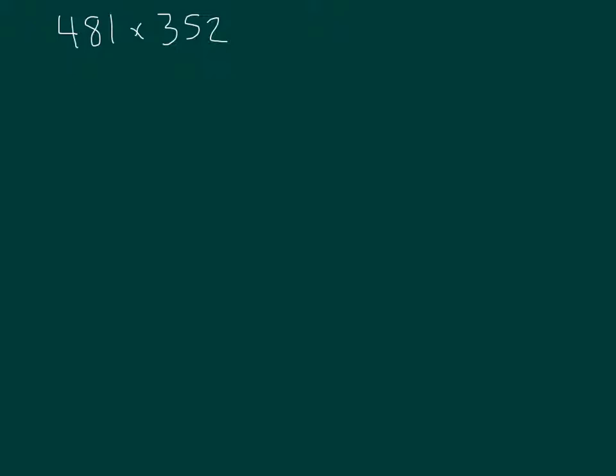I'm going to start off by decomposing 481 into 480 and a 1. Now I'm going to decompose 352, and as we talked about before, we like to start with the ones place and work backwards so that it matches our standard algorithm. So I'm going to start off with my 2, and then my 50, and then my 300.